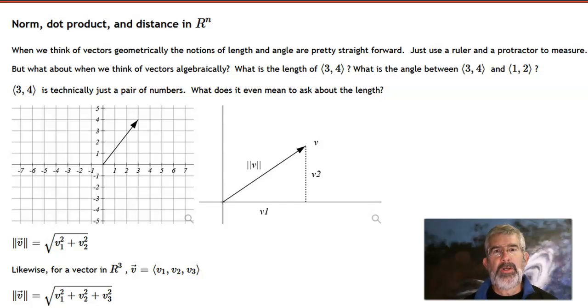The next section of the book here deals with norm, distance, and dot product. In this video, we want to take a look at firstly norm and then distance. We'll move on to the dot product in future videos.